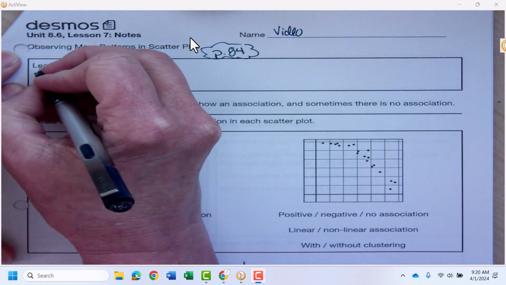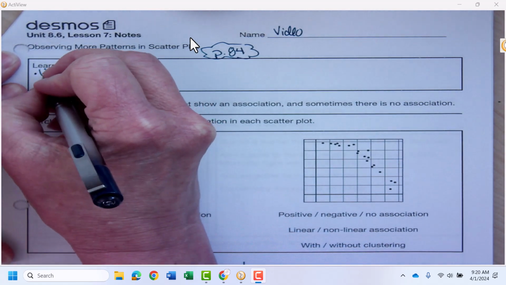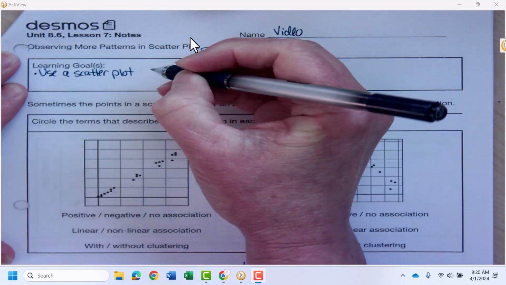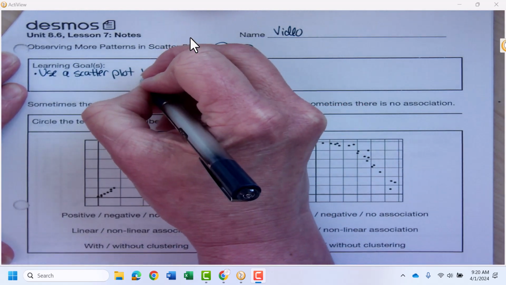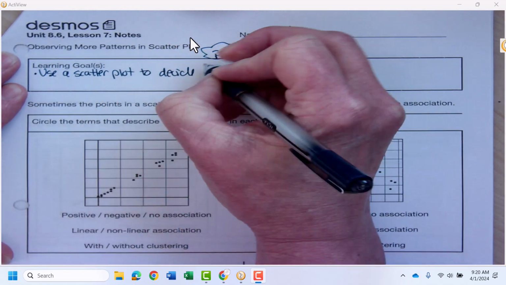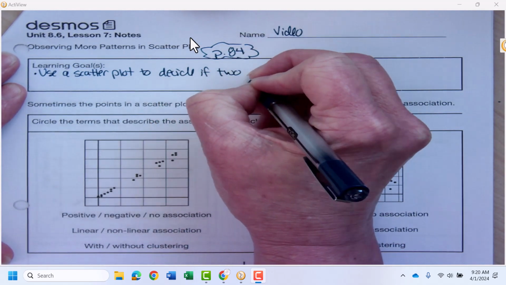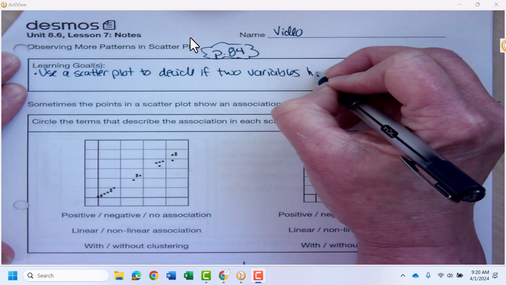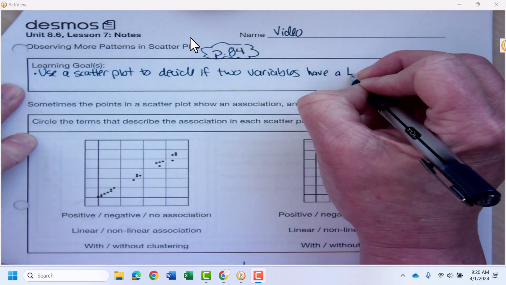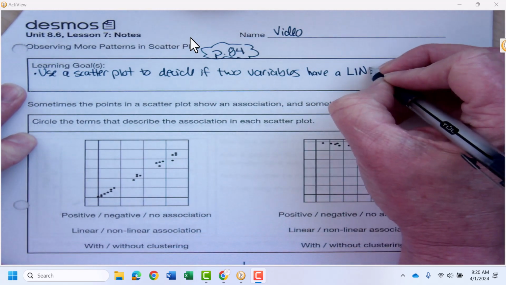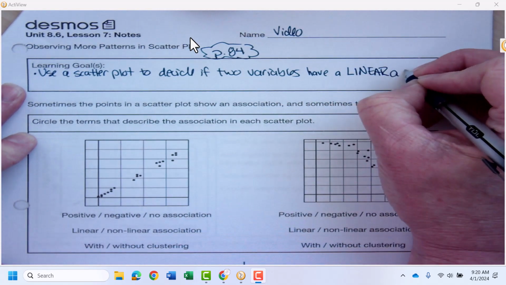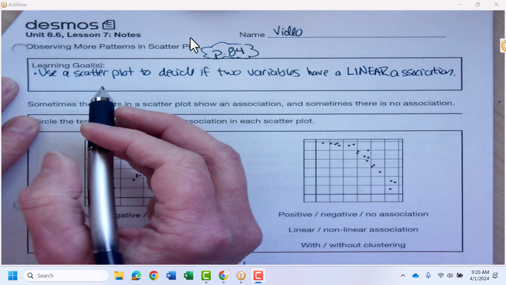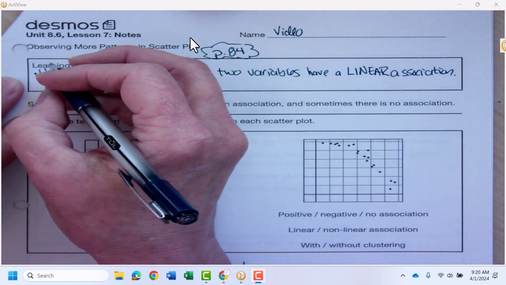So our two learning goals include using a scatter plot to decide if two variables have a linear association. We've been talking a lot about linear associations, but not all associations are linear. And I don't have a lot of room here, so I'm going to leave out the part where I say, and make connections to what the data represent.